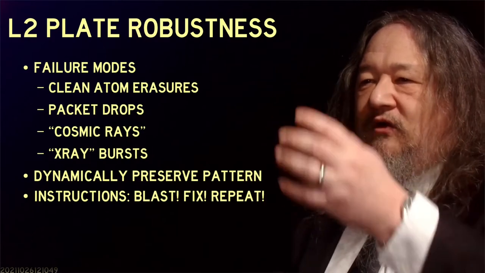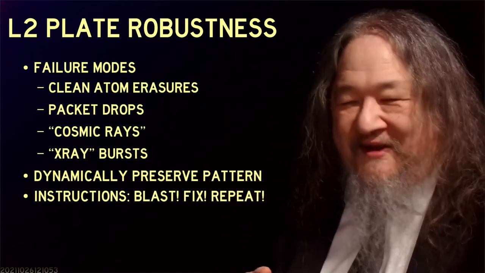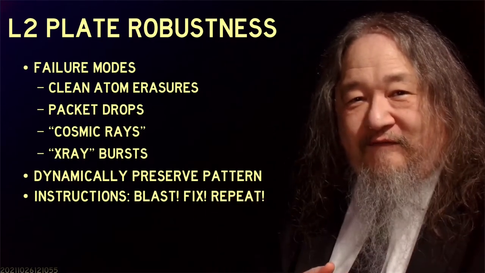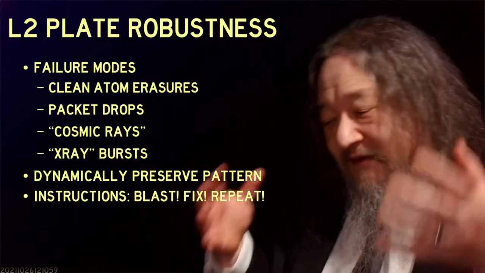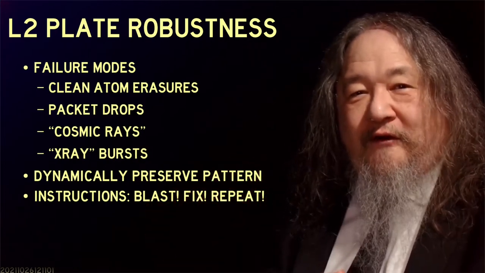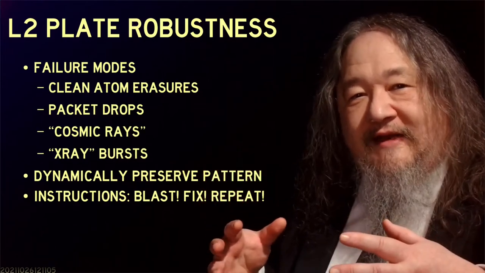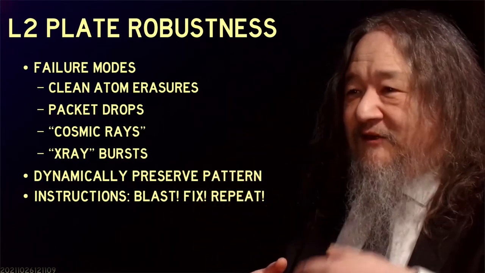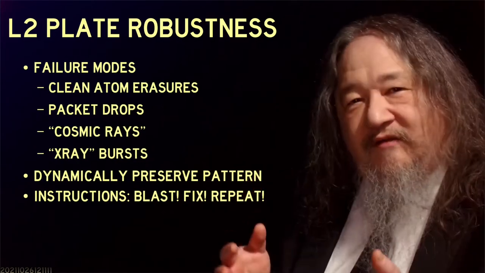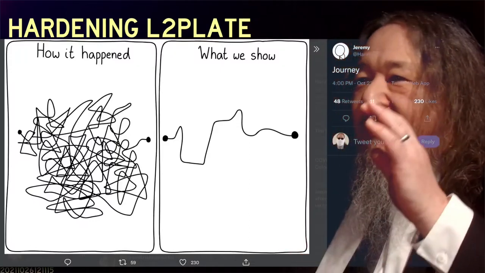In all cases, the goal of the computation is first to dynamically preserve its pattern. That's, for the A-life folks, the definition of life that we use, that I offer for a take on how to get artificial and natural living systems together. And the process is: blast the system until it does something wrong, try to figure out why it did something wrong, see if we can't fix it, and go around again.